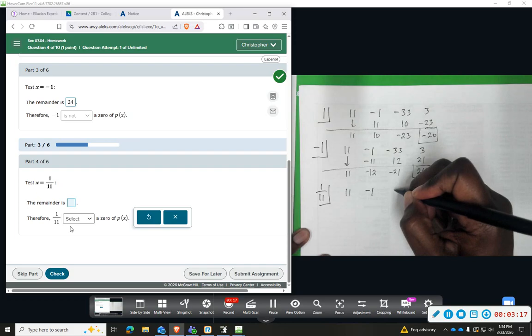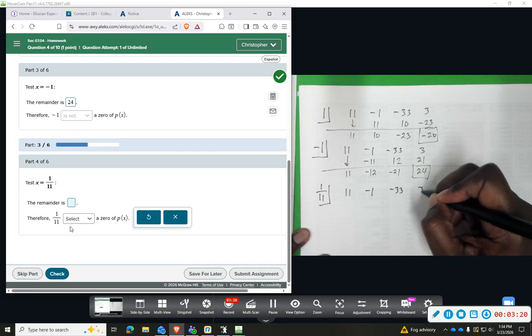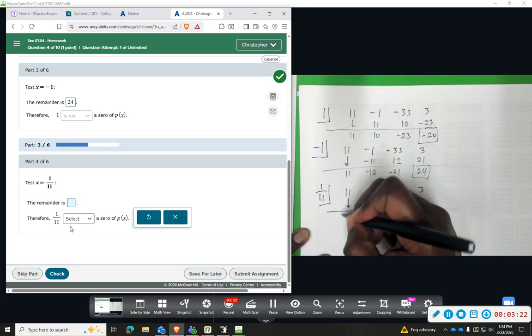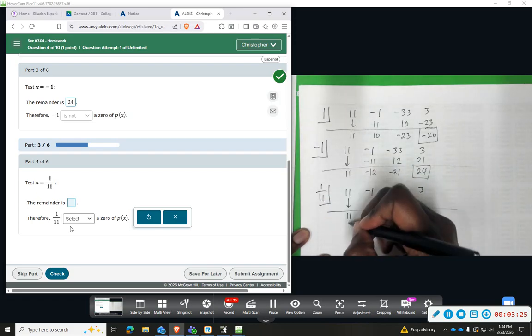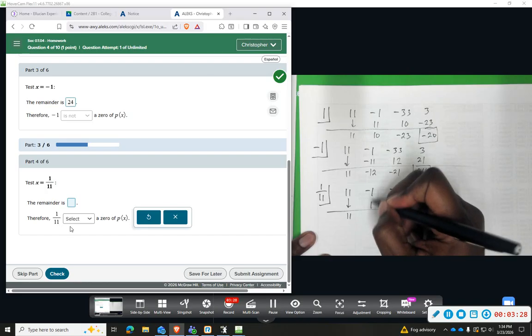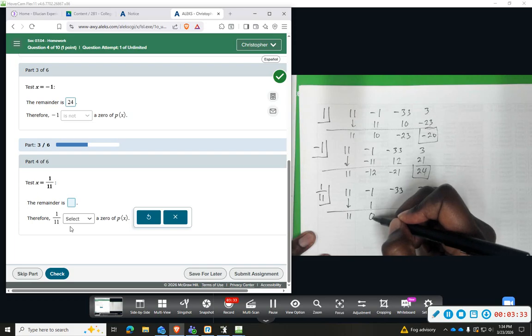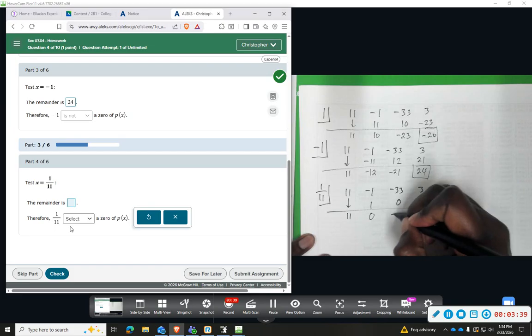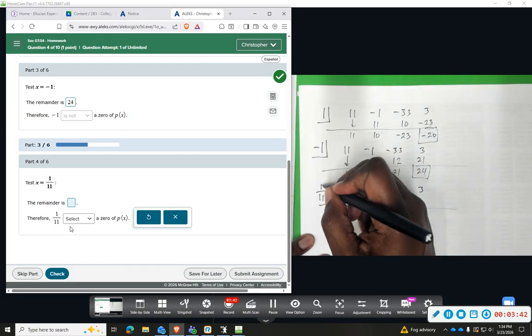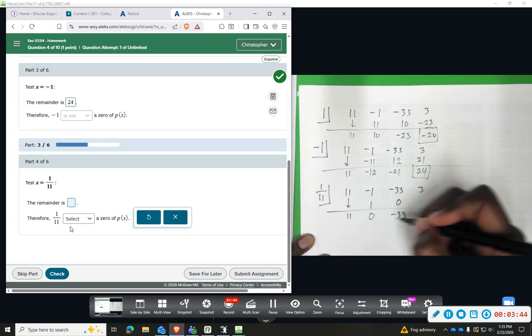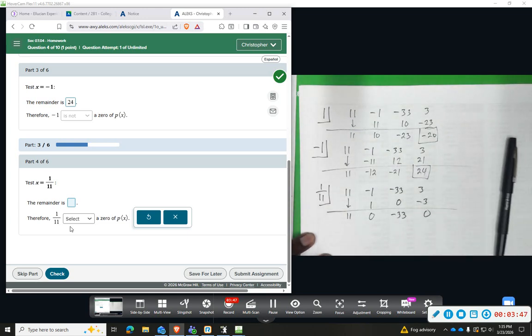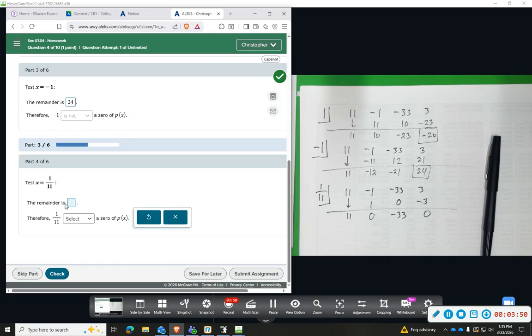Negative 1, negative 33, and 3. So basically when you have a fraction, you're going to divide by 11, which gives us 1 times 1 is 1, and we get 0. 0 divided by any number is 0, times 0 will give us 0, negative 33, and then divide by 11 will give us a negative 3 times 1, negative 3, and we get 0. Okay, so this time we do get a remainder of 0, and that means that this is a 0.